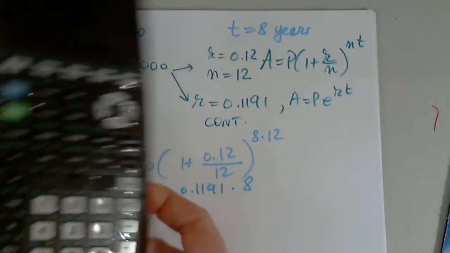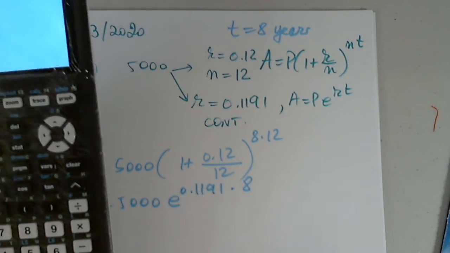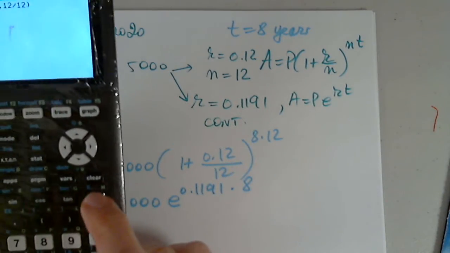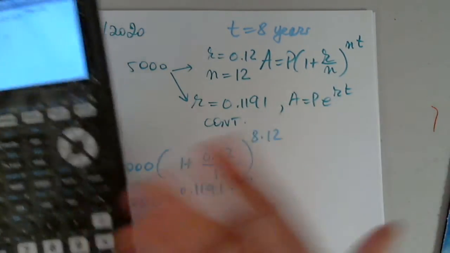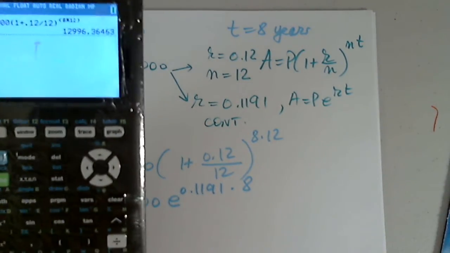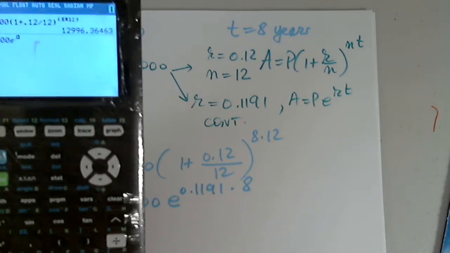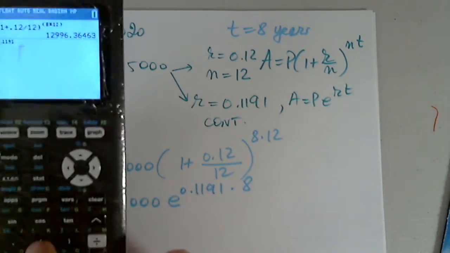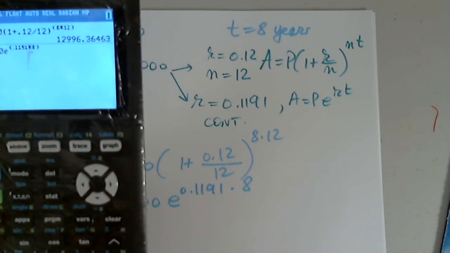Calculator. 5,000, left parenthesis, 1 plus 0.12 divided by 12, close, caret, 8 times 12. If you multiply 8 times 12, 96, then you potentially don't have to use parentheses, but you know me already. Then 5,000 and e raised to 0.1191, I want to put this in parentheses, and multiplied by 8. Some calculators may not require parentheses, but I don't care.